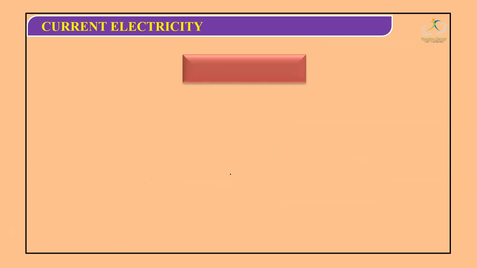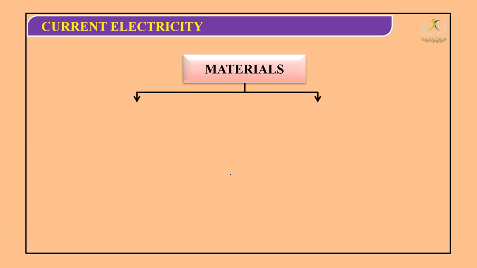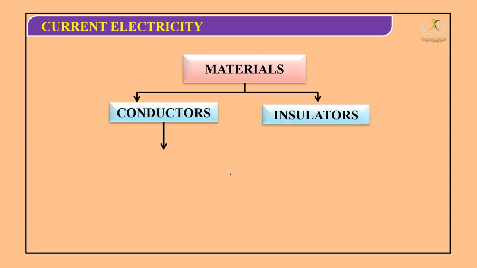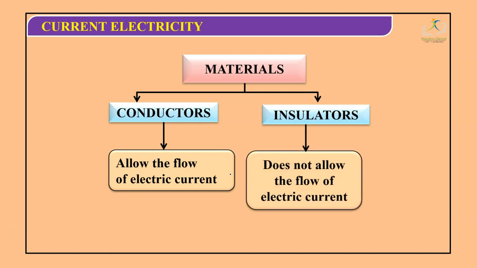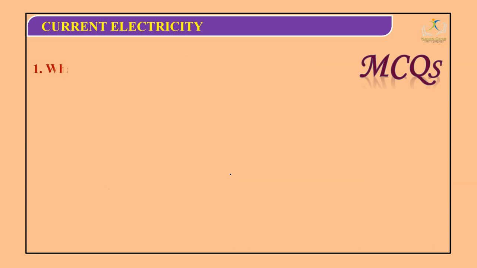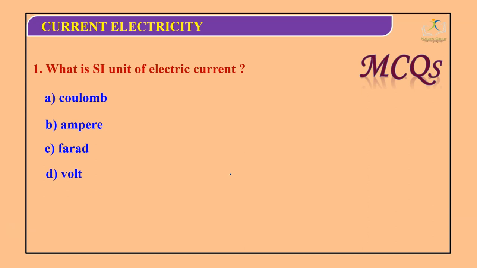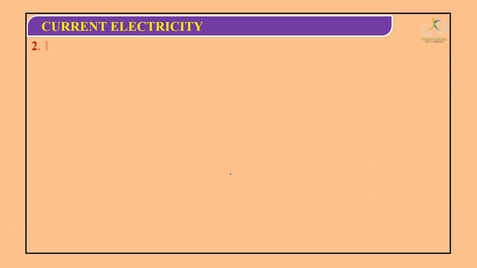Now, in current electricity, we will see about DC. Materials: conductors and insulators. Conductors allow the flow of electric current. Insulators do not allow the flow of electric current. What is the SI unit of electric current? We have these options. Yes, the correct answer is ampere.